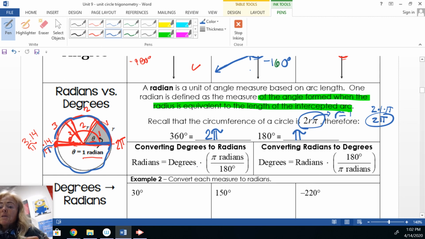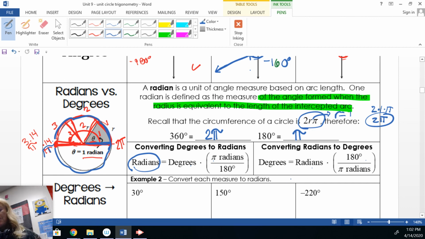Now, you see 2 formulas here, so there is a way to convert back and forth. If I'm in degrees and I want to figure out the equivalent radians, I would take the degrees and multiply by pi radians over 180. And if I want to find the degrees, I would take the radians and multiply by 180 degrees over pi radians.